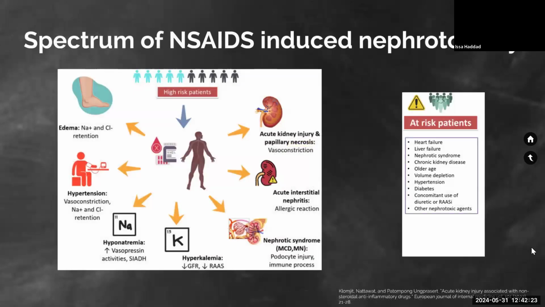Spectrum of NSAID nephrotoxicity. By this time, I think everyone has seen a patient with one of them: AKI with papillary necrosis, AIN, nephrotic syndrome like minimal change disease or membranous, hyperkalemia, hyponatremia, hypertension, and salt retention leading to edema. Especially patients who are at high risk, like heart failure patients, or patients who are already on RAS inhibitors, or any medication that can affect the hemodynamic status.